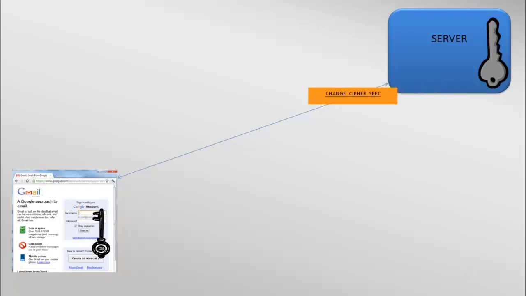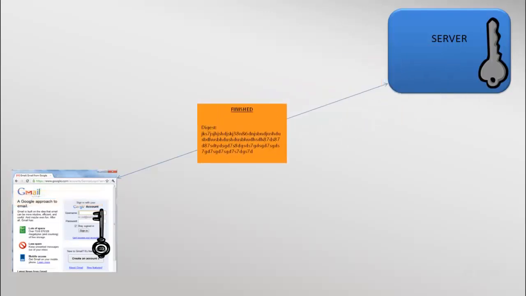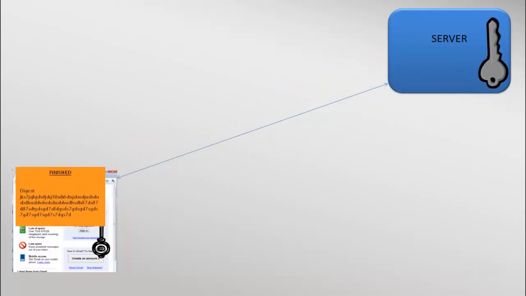The server then responds with a similar change cipher spec message, hinting the browser that the data sent from now on during the SSL session will be encrypted. And then the server sends the finished message containing the digest of all the messages that had been exchanged between the browser and the server till now, so that the browser can also verify that none of the commands sent earlier had been tampered with.